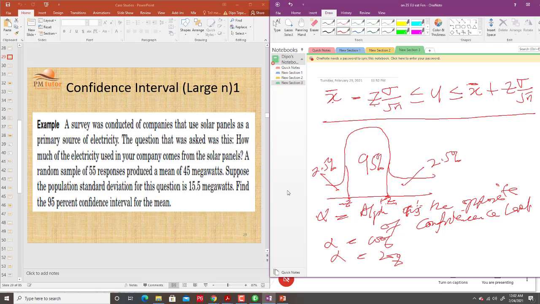Has anybody finished? Adedibo, have you finished? On that one, have you finished? Yes. What did you get? 40.90 less than or equal to mu less than or equal to 49.09. Okay. Where's your 49 point 09?